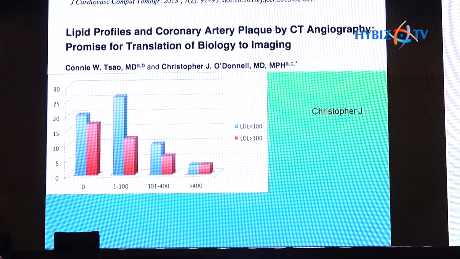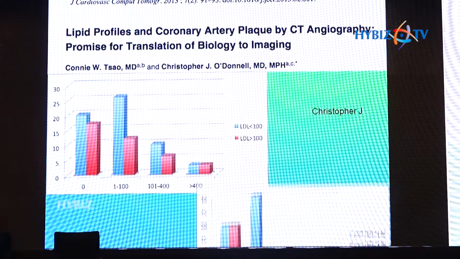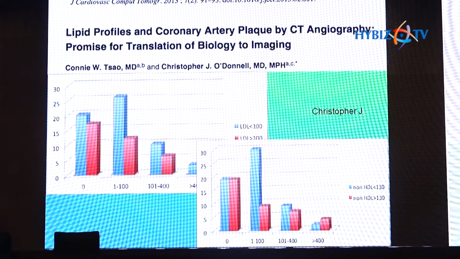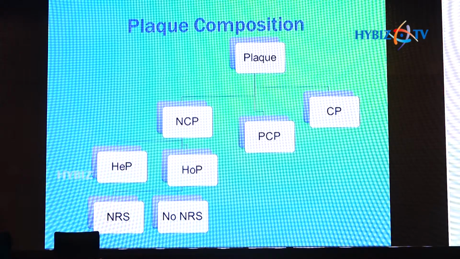Coming to composition, this was the first paper which showed that there is a correlation between lipid profiles and coronary artery plaque. And this is our own data showing that as the calcium score increases, the bad LDL, or the higher LDL, increases, and so does the non-HDL mirror the increase of calcium score.